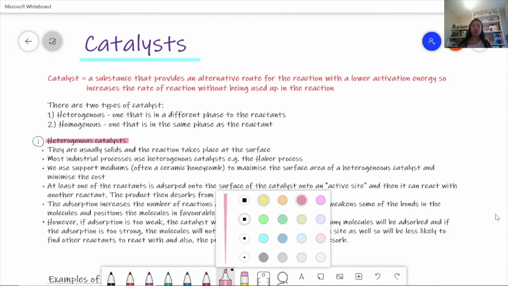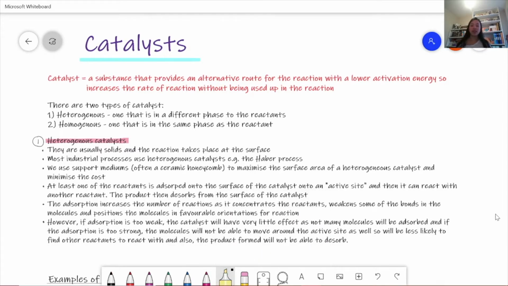It's really important to remember that the reactants are adsorbed and not absorbed, because absorbed means it's going into the surface, but adsorbed means it's just going onto the surface. So bonds, or very weak bonds, are formed between the reactant and the surface of the catalyst. After that, the reactant meets another reactant, they react together, and the product formed will then desorb, which just means detach. It desorbs from the surface of the catalyst, and that's basically how a catalyst works.